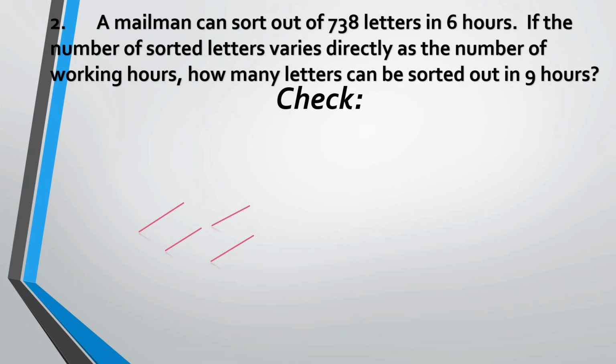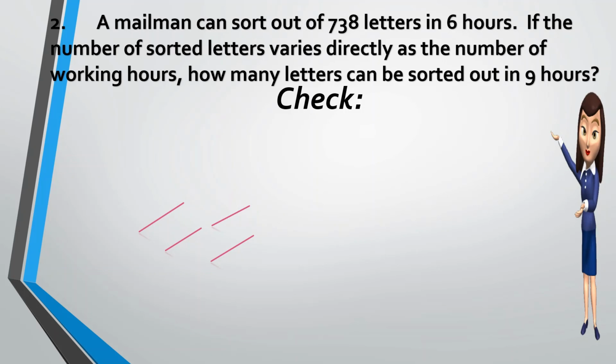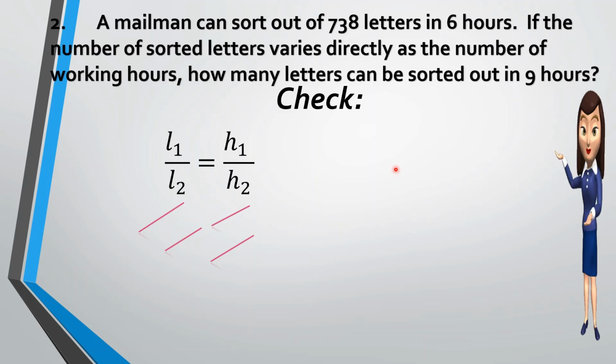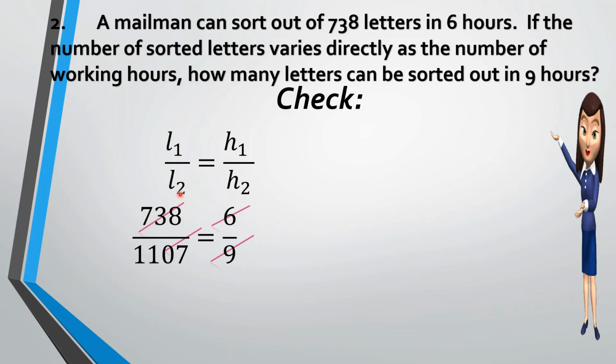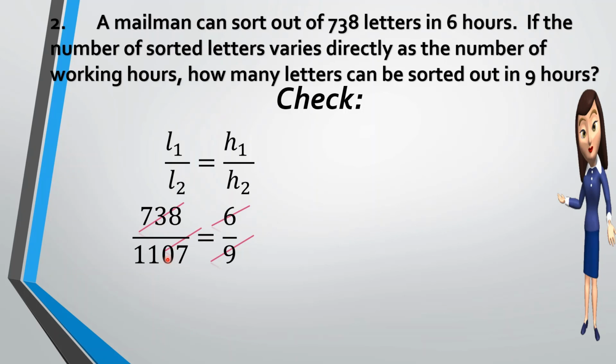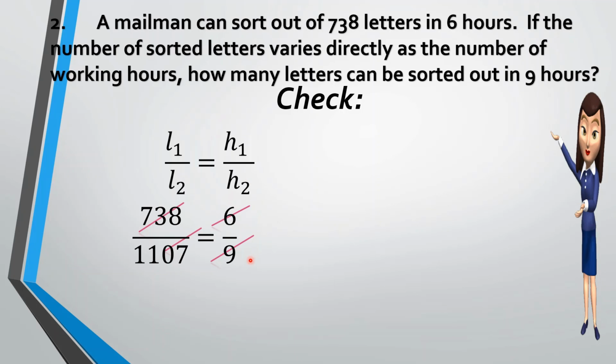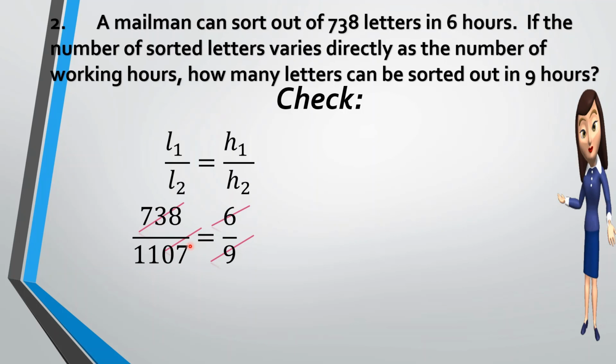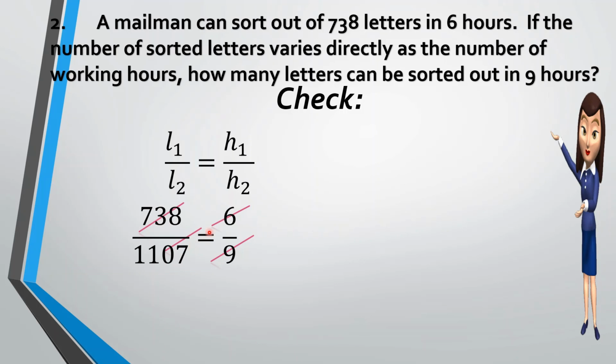So let us check the answer if our 1,107 is correct. So we use a proportion. So L sub 1 is 738. Our L sub 2 is 1,107. Our H sub 1 is 6 and H sub 2 is 9. So before we cross product, let us get the lowest term.